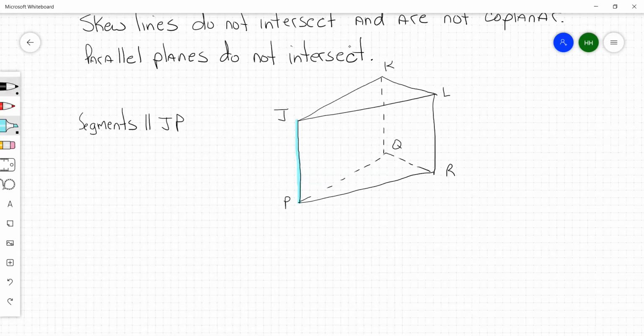parallel to JP, I'm going to go with KQ. It's sitting back here in the back. And LR. KQ is parallel. LR is parallel.